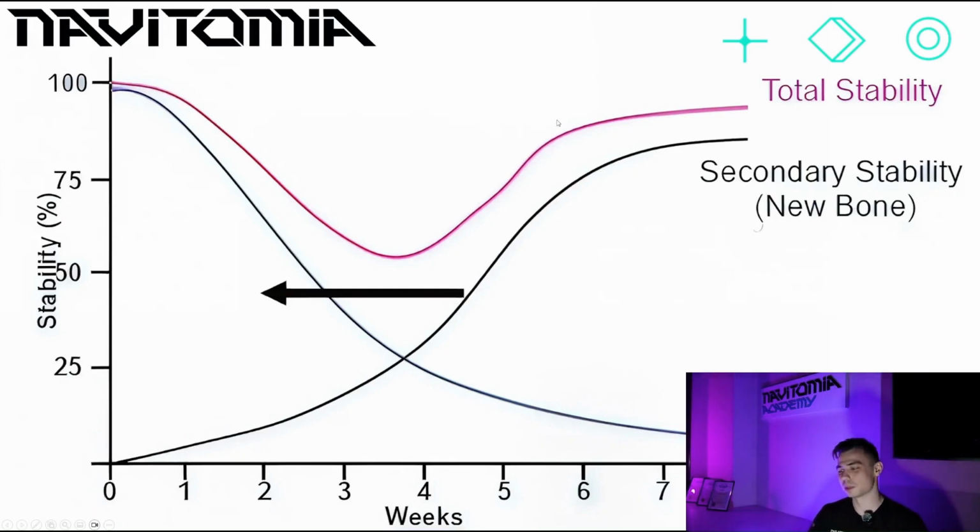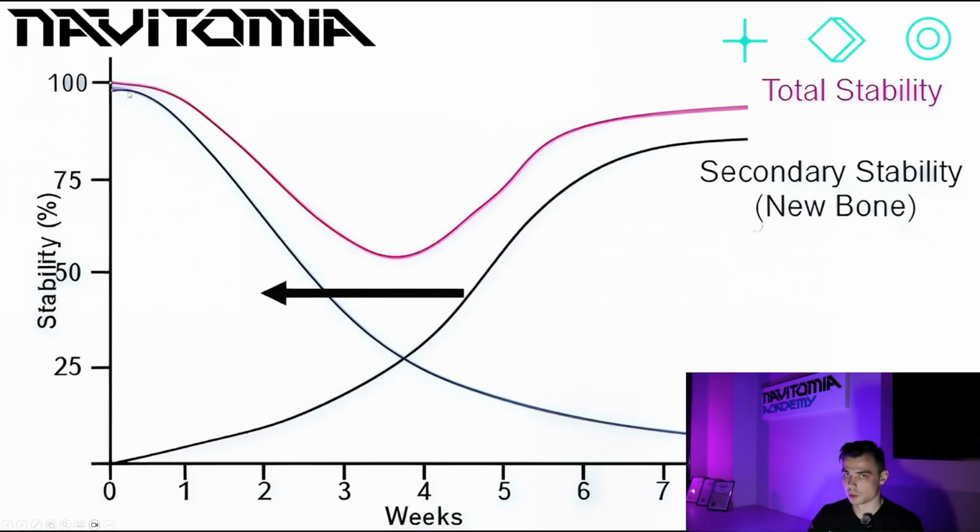Actually wake up, because here comes some important information that we need for practical purposes. You can see here another line, which is called total stability. This is the result of these two graphs, and as we can clearly see, we observe a noticeable dip, which reaches its lowest point, or rather its very bottom, in the 4th week. This means that there is a period indicated for loading, and there is a period when it's better not to load the implants.